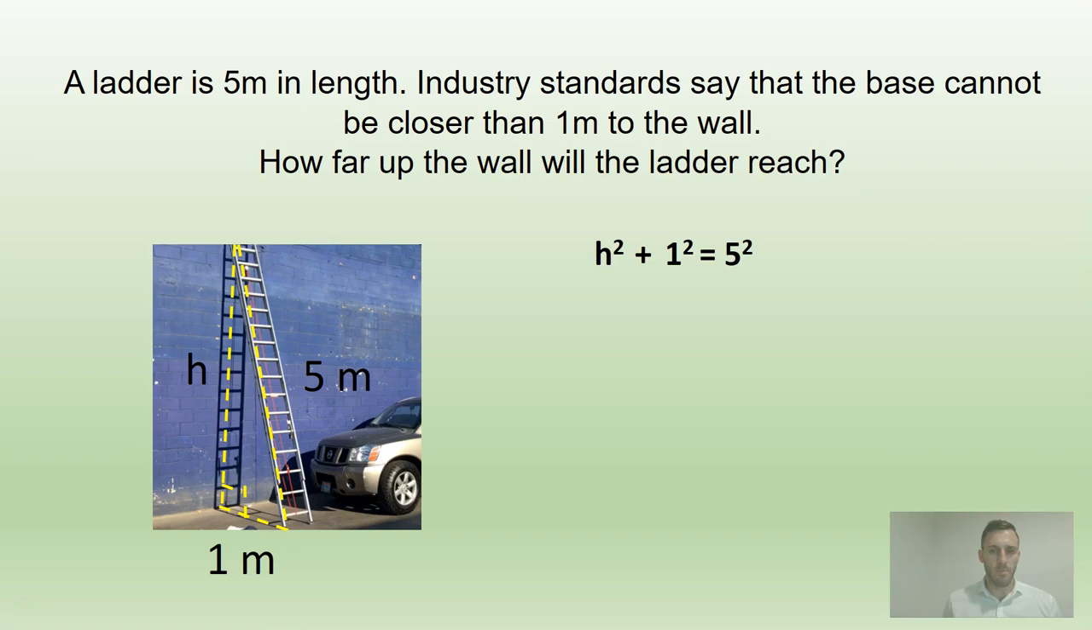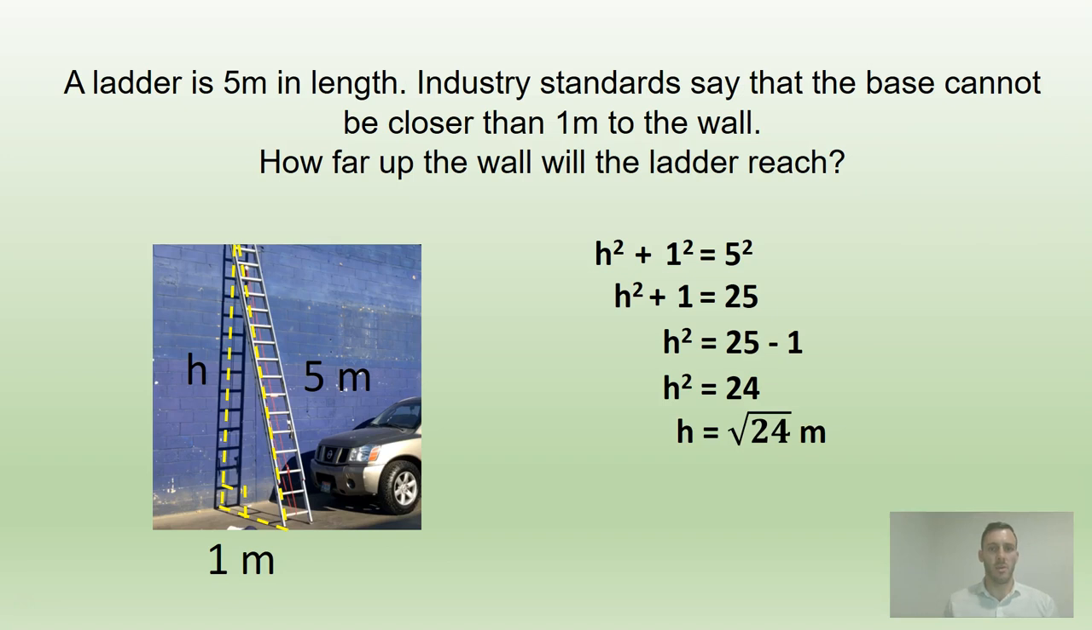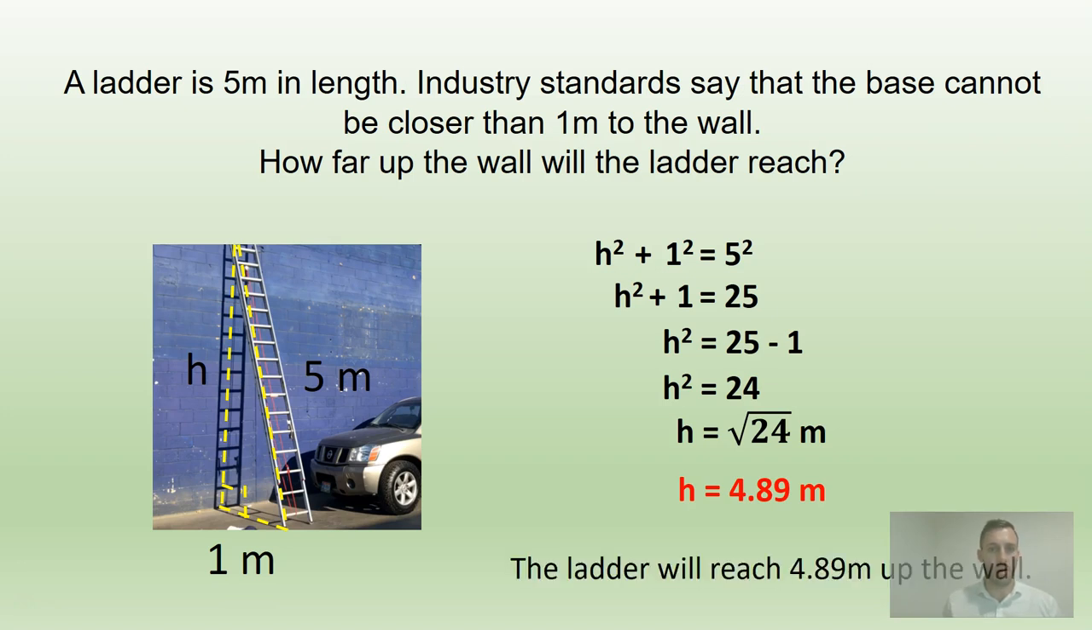So we write our formula, h squared plus 1 squared equals 5 squared. In this example, the ladder is the hypotenuse, therefore that's the 5 squared. So we write h squared plus 1 squared equals 25. We take 1 from both sides, and we get h squared equals 25 take 1. h squared equals 24. We square root both sides, and we find that h is the square root of 24 meters. And we can solve that, and we know that the height is 4.89 meters, and therefore the ladder will reach 4.89 meters up the wall.